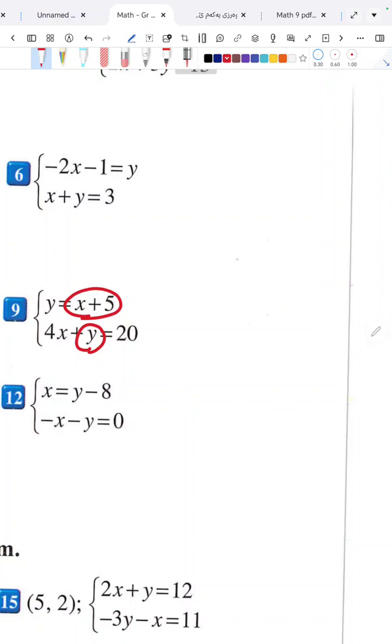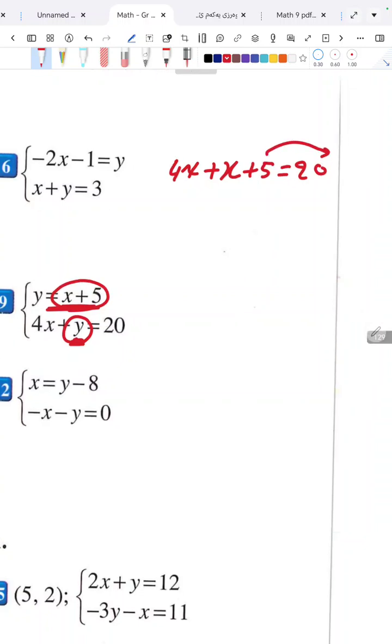So, I'm going to say 4x plus, as I told you, instead of this y, I'm going to write x plus 5. So, x plus 5 equals what? Equals 20. Done. Then move 5 to the other side. 4x plus x equals 20. When you move it to the other side, it will be negative. 20 minus 5. 4x plus x equals 5x. 20 minus 5 equals 15.